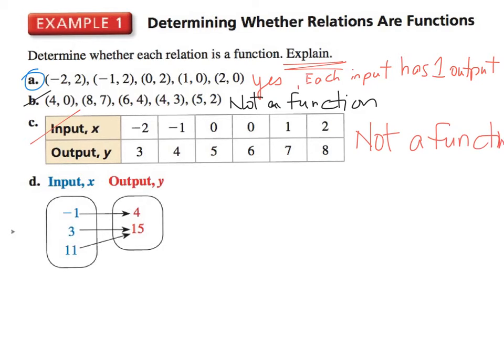Now the last one, x does not repeat itself. X goes here, x goes here, x goes here. Each input only has one output. Now you'll notice that two numbers have 15. But -1 only has one output. 3 only has one output. 11 only has one output. Now they're the same output, but that's okay. So D is a function.